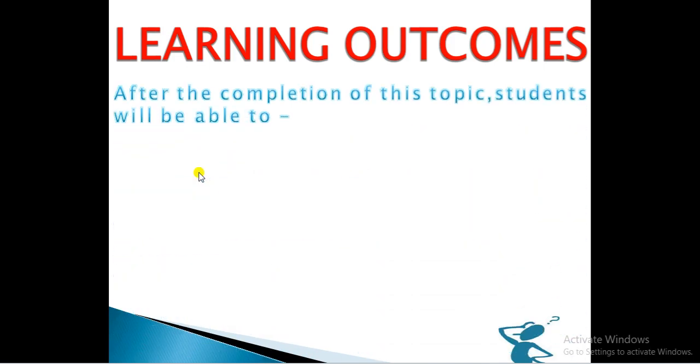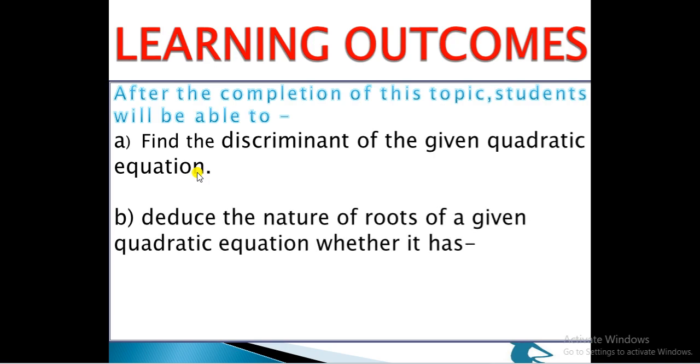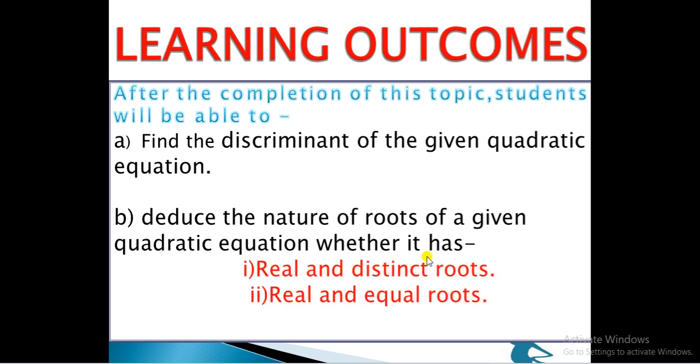Now, let us see the learning outcomes. Students, after completion of the topic, you will be able to find out the discriminant of the given quadratic equation. Also, you will be able to deduce the nature of roots of a given quadratic equation, whether it has real and distinct roots, real and equal roots, or no real roots. So all these three conditions you will be able to distinguish after this topic.